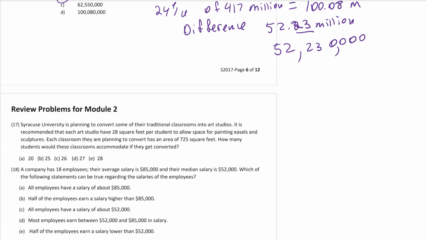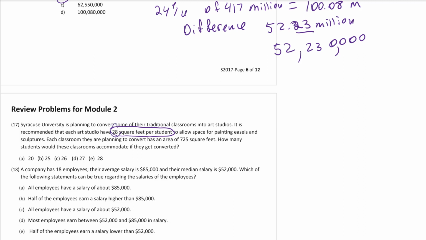All right, so Syracuse University is planning to convert some of the traditional classroom into art studios. It is recommended that each art studio have 28 square feet per student. By the way, this is not a density. This is a reciprocal of the density, but it's talking about the space per student to allow space for painting. Each classroom they are planning to convert has the area of 725 square feet.